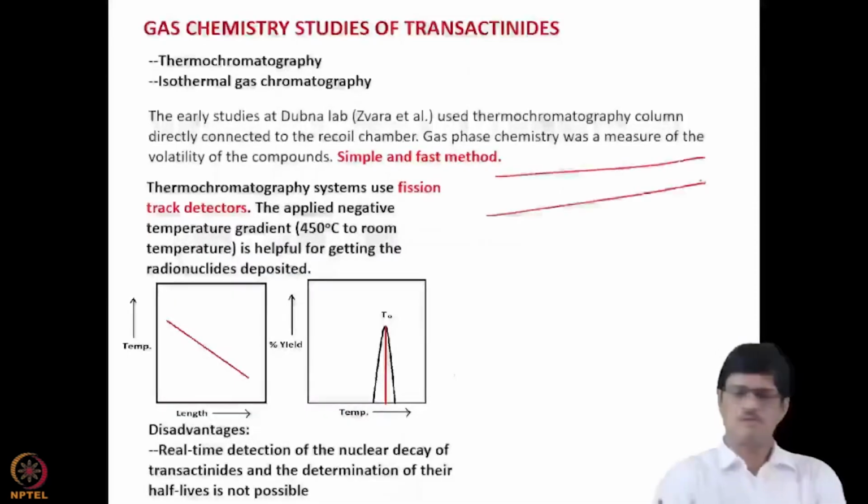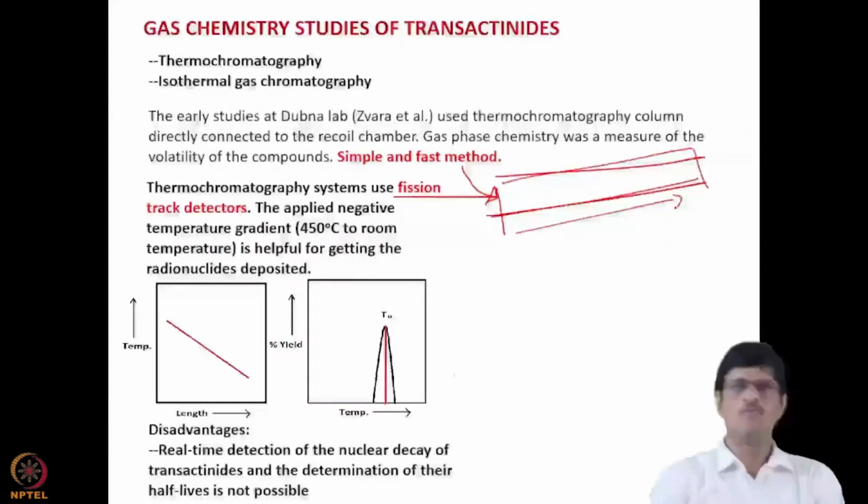Basically, you have a column, and when these volatile compounds are passed in from one end, the temperature along this column is changed. It goes from 450 degrees down to room temperature, and depending on the volatility of the compound, they will be deposited. On the inside surface of this tube, fission track detectors are implanted, and by taking out the fission track detectors, one can monitor where exactly the compounds are deposited. However, there are some disadvantages, even though this method is so simple.